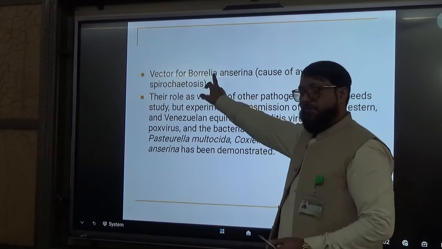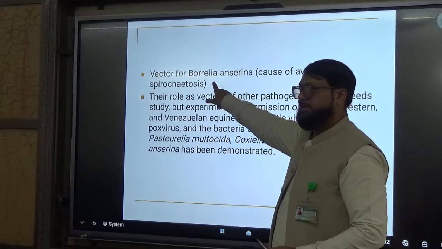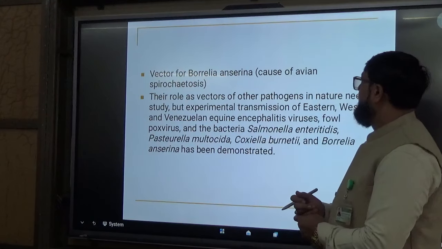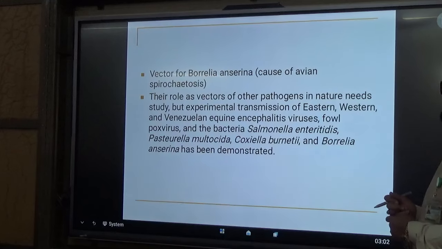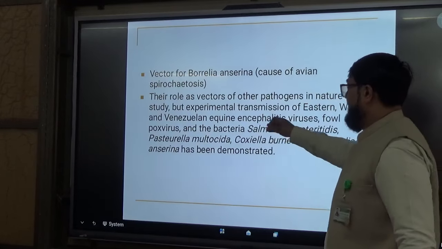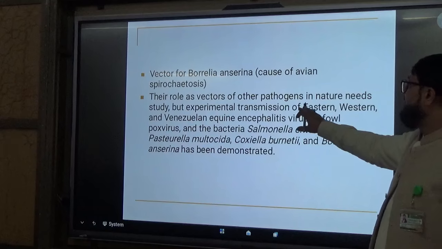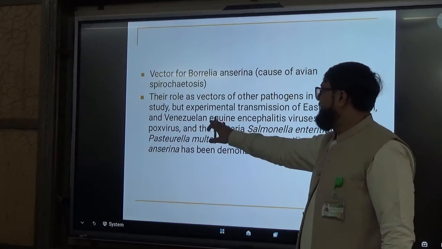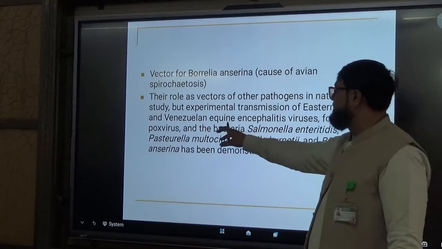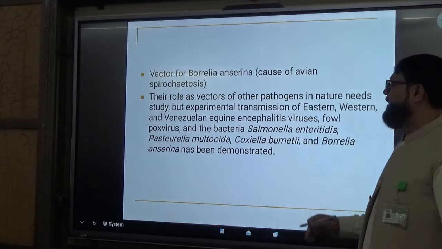So why is it very difficult? As I said, palliative, because of this particular pathogen. It is Borrelia anserina, which causes avian spirochetosis. These are vectors. Their role as vectors of other pathogens in nature needs to be studied, but it is presumed experimentally that they are causative. They are probably vectors of Eastern, Western, and Venezuelan equine encephalitis viruses, vectors for the pox viruses of the fowl, and certain bacteria like Salmonella, Pasteurella, Coxiella, Borrelia, and so on.